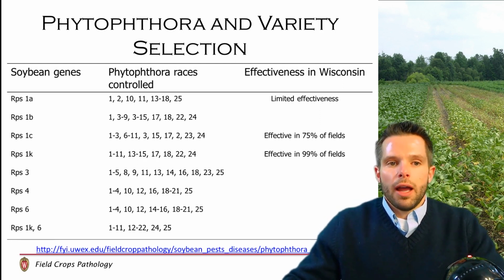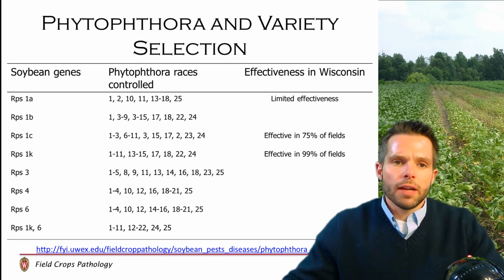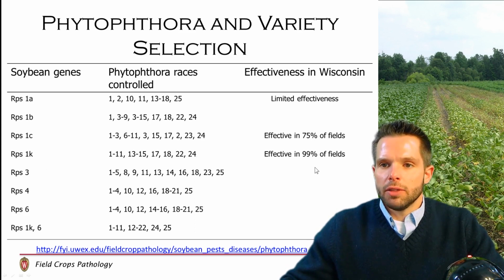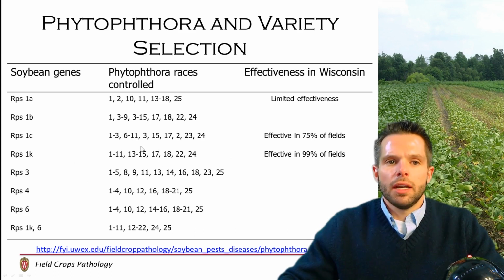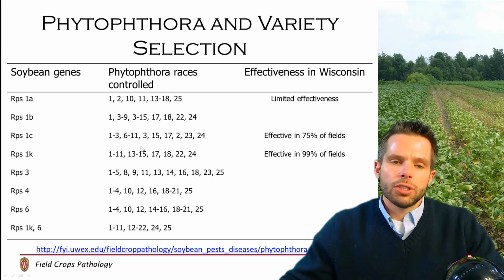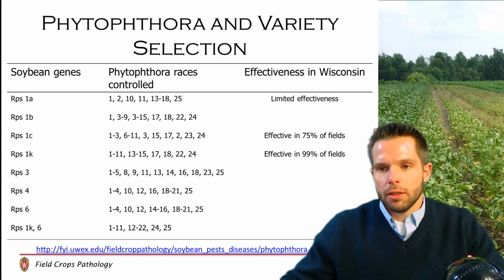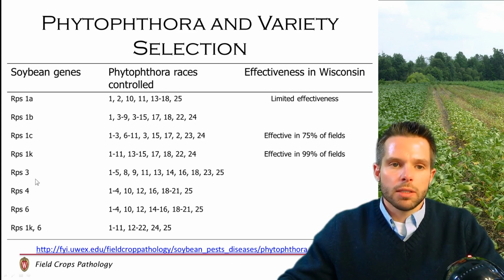Also, with Phytophthora, I mentioned that we do have different types of races out there in the field, and we do have several of those here in Wisconsin, and so we have to be careful to choose the right resistance genes in our varieties, and the RPS1K resistance gene seems to be effective in about 99% of the fields here in Wisconsin. So you're going to want to take some time to study not only the variety trials in terms of what performed well in a given year in your particular location, but you're also going to want to look at what resistance genes a particular variety might have available.